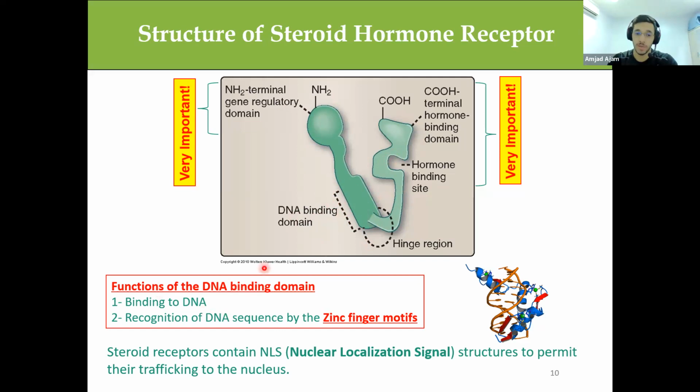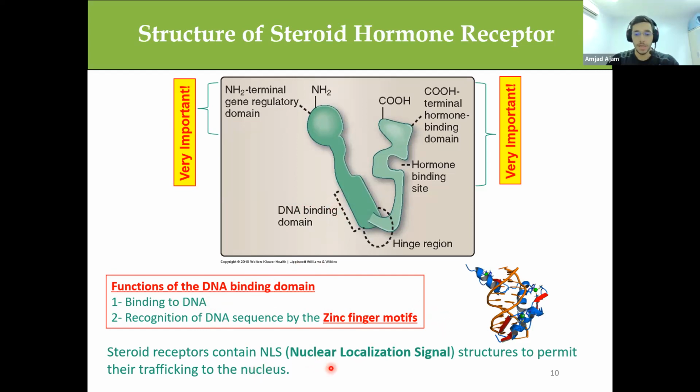So what are the functions of this DNA binding domain? First of all, obviously, to bind to DNA, but how? It's through the zinc finger motif. Please know, this is high yield information: recognition of the DNA sequence is by the zinc finger motif. So the DNA binding domain contains the zinc finger motif that will recognize DNA in order to have this binding between the receptor and the DNA.